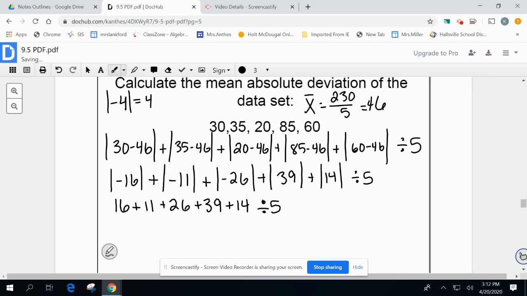So then I need to add all of these up. That's going to give me 106. And then I divide by 5. So I get 21.2. So my mean absolute deviation is 21.2.